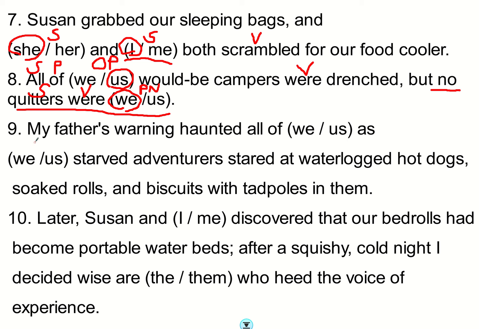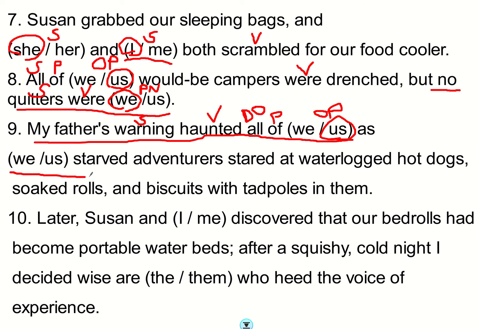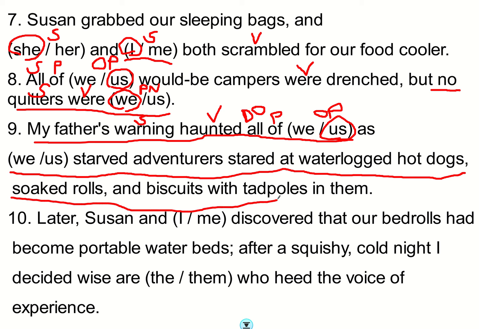Number 9, we have multiple clauses again. So my father's warning haunted all of we or us. So the warning is the subject, haunted is the verb, and whom did it haunt? All is a direct object. And since of is a preposition, we or us is going to be the object of a preposition, which means it should be us. My father's warning haunted all of us. Okay, then we get, as we or us starved adventurers stared at waterlogged hot dogs, soaked rolls, and biscuits with tadpoles in them. Gross. But really, it's only the beginning part of the sentence that we care too much about.